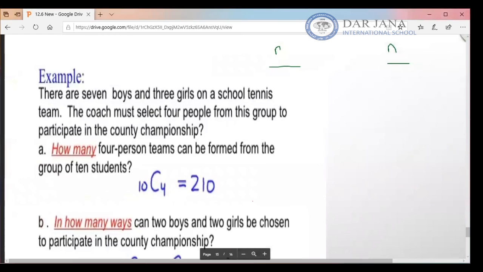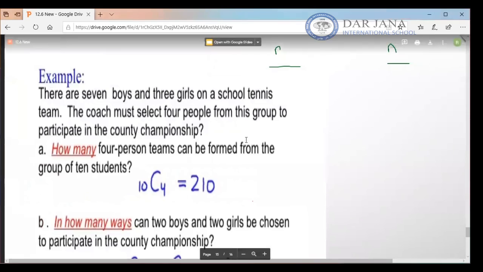Let's go back. There are 7 boys and 3 girls in a group tennis school. So I'm going to write them here. I have 3 girls, and I have 7 boys. So in total, I'm going to have 10. In total, I have 10 students. Then the coach must select 4 people from this group to participate in the county championship.